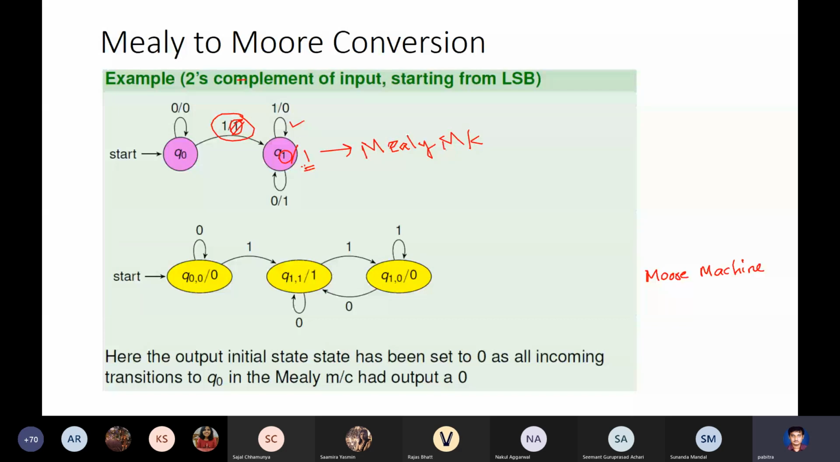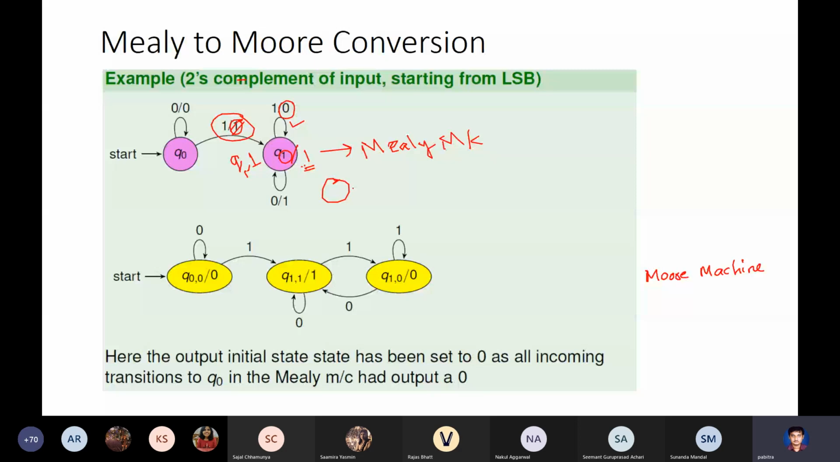So what's the solution? The solution is that you split Q1 into 2 states. So this is another state, and this is the old state. What are the 2 states? The first state is Q1 and the output is 1. And the next state is Q1 again, but the output is 0.